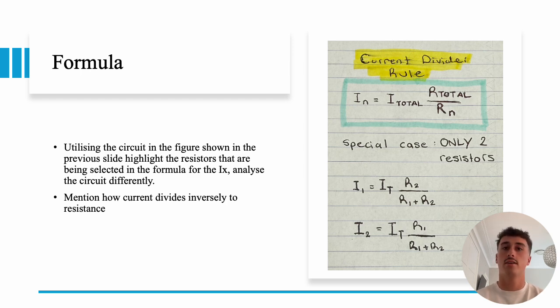This formula means that the current through any branch equals the total current multiplied by the ratio of total resistance to that branch's resistance. If you look at a circuit, you can see that the branch with the smaller resistance ends up carrying more current. That's the essence of the current divider rule.